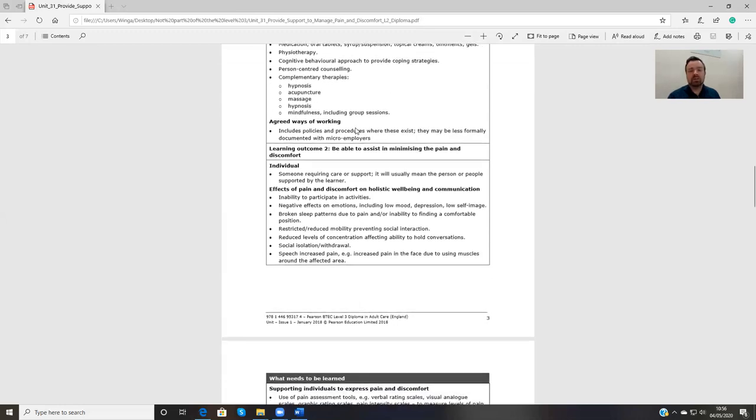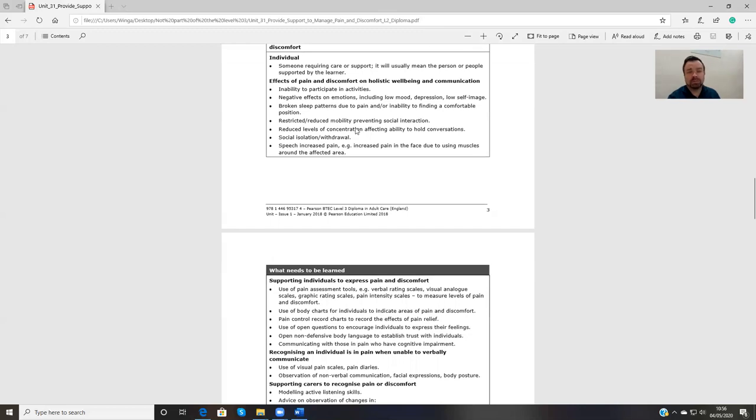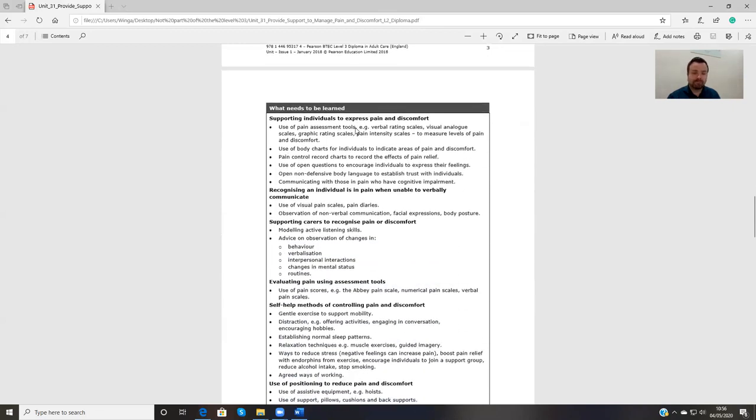Number 2 looks at ways in assisting and managing pain and discomfort. So that's about our skills in the way in which we move and handle people. We deal with their verbal and non-verbal cues. We ensure that we're managing their moods, their pains, and their discomforts, ensuring that people have the opportunity to express the way that they feel.